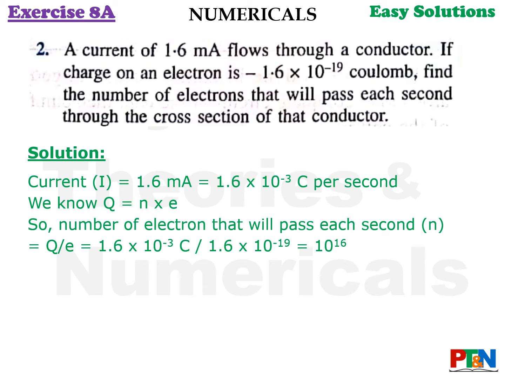You know that Q is equal to N into E. Q is the charge flowing, N is the number of electrons, E is the charge of an electron. So N will be Q by E. You just divide that, and you get the answer. The answer is 10^16 electrons flowing per second.